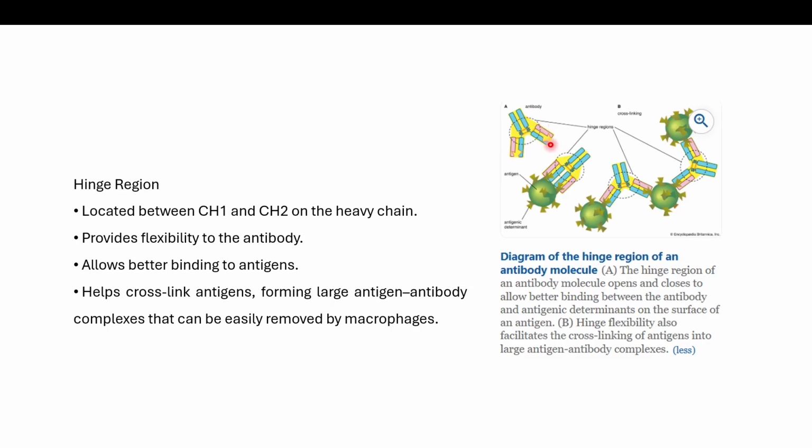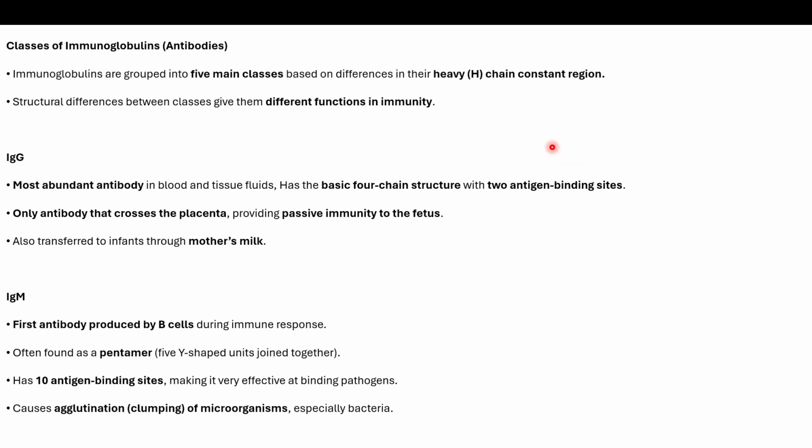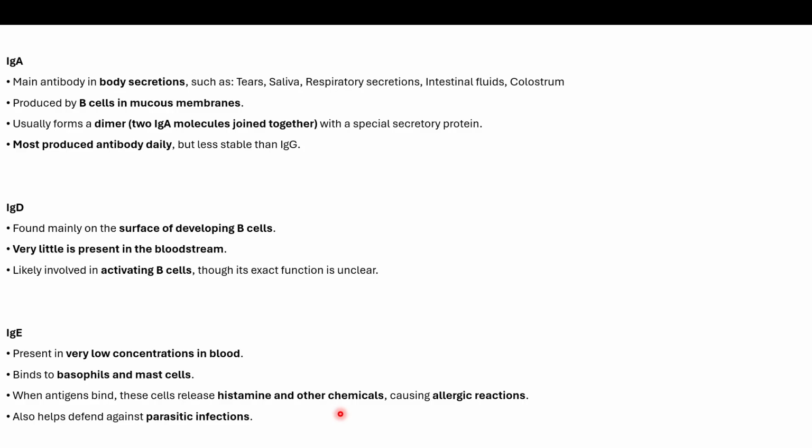So there are two antigen binding sites in one. If there are five, it is a pentamer, then there are 10 antigen binding sites, and hence IgM is very effective against pathogens, because it binds more effectively since it has 10 antigen binding sites. So IgM causes agglutination or clumping of microbes, especially bacteria.